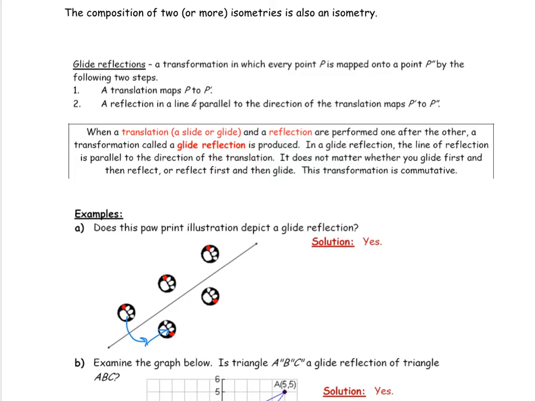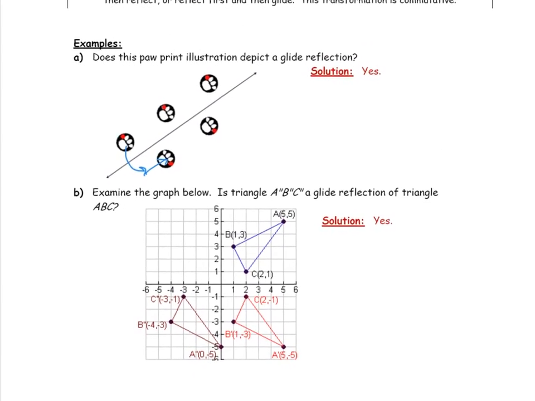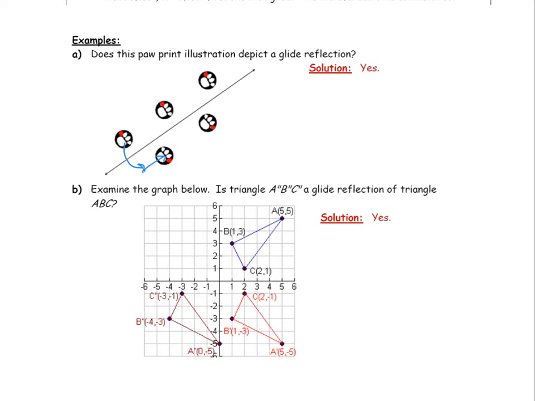Let's look at an actual geometric shape here, this triangle. It's asking, is A double prime, B double prime, C double prime a glide reflection? Note the double primes. Our first transformation will give us an image that's A prime, B prime, C prime. We can see that right here. And then we do another transformation and we end up with the double primes. So let's look at whether this might be a glide reflection.